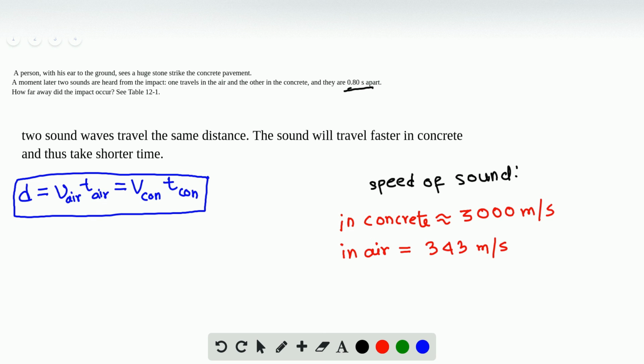To check whether that's true, if you look at table 12.1, you'll see that in concrete the speed of sound is 3000 meters per second, and in air it's 343 meters per second. So clearly in concrete it will take a much shorter time, right? But since it's traveling the same distance, the velocity in air times the time in air should be equal to the velocity in concrete times the time in concrete. So now we have a relation, and we also have the following condition.